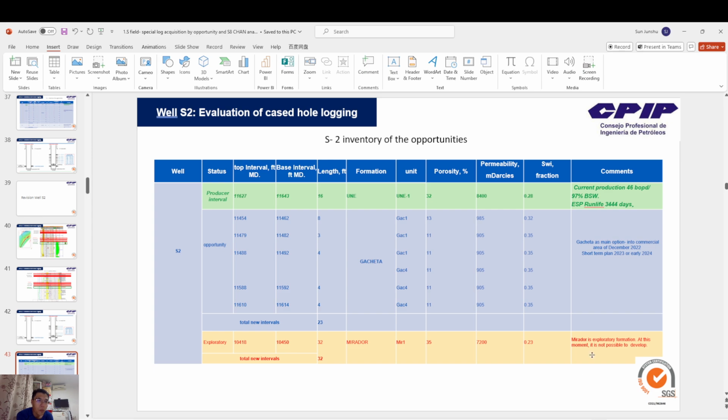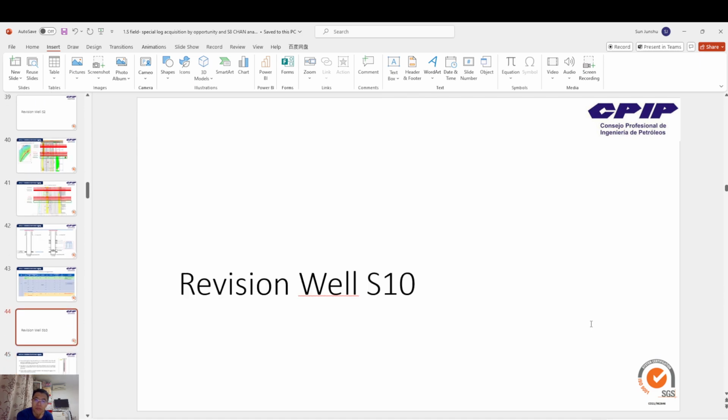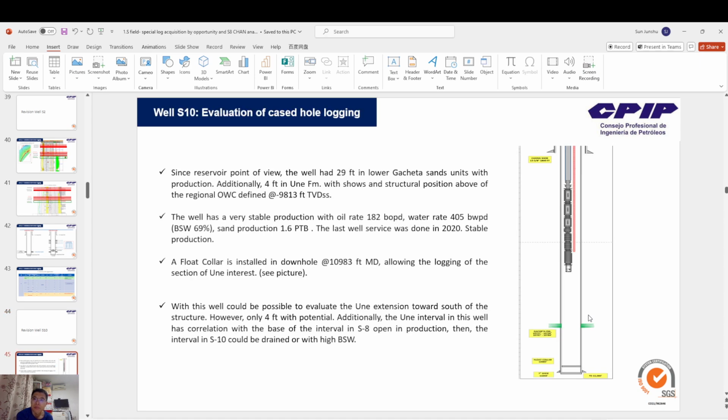Mirador is an exploratory formation. At this moment, it is not possible to develop. Reversion well S10. From the reservoir point of view, the well had 29 feet in lower Gogeta sands with production. Additionally, 4 feet in Uni formation with oil shows and structurally positioned above the regional oil water contact, defined at 9,813 feet TVDSS.